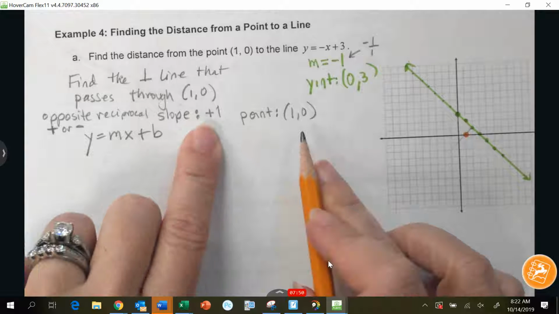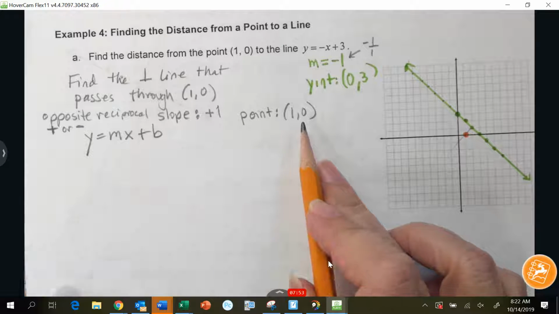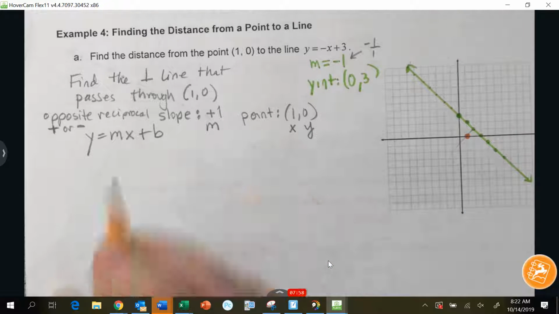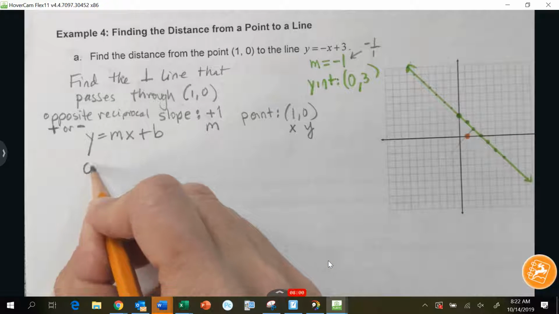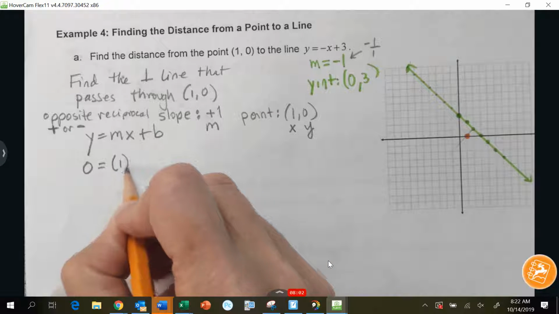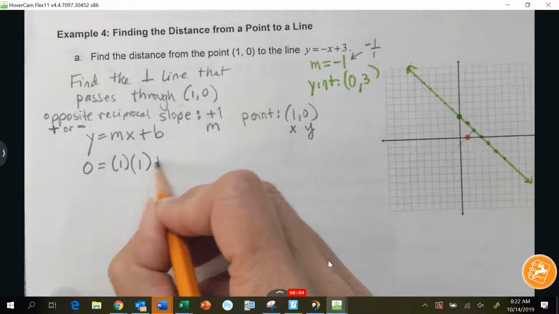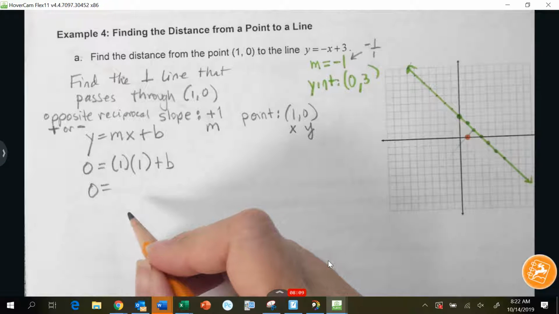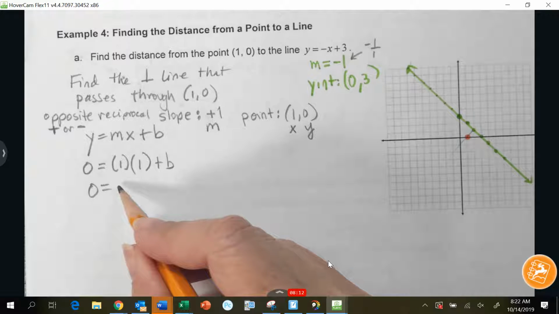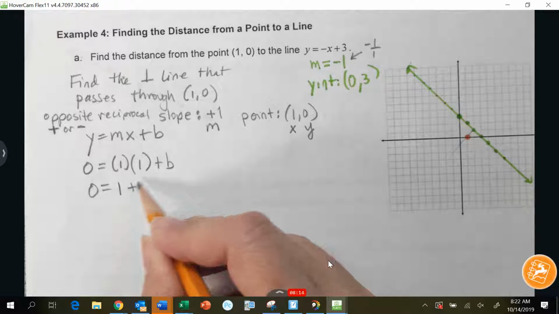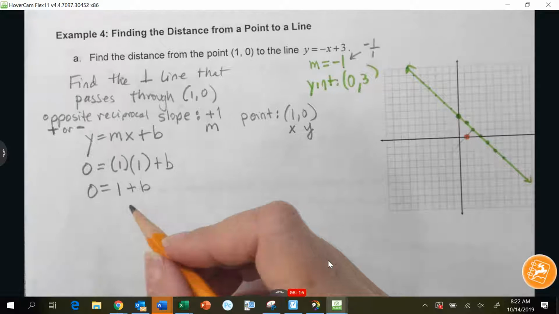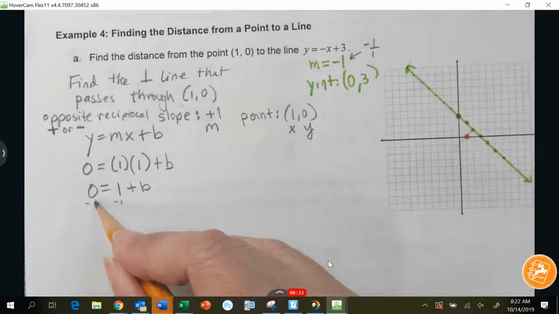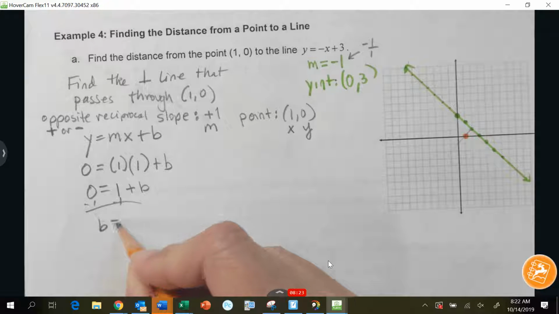So we're going to use this slope and this point, and that's how we're going to find the y-intercept. So remember, this is the x, y, and this is our m. So we're going to plug all that stuff in. So 0 equals our m, which is 1, times our x, which is 1, plus b. So 0 equals, what's 1 times 1? Okay, just checking. Make sure nobody said 2. You know you wanted to. All right, we got 0 equals 1 plus b, subtract 1, and b equals -1.